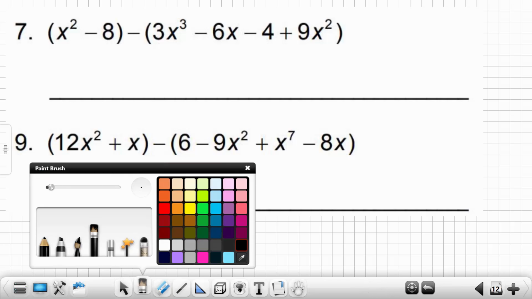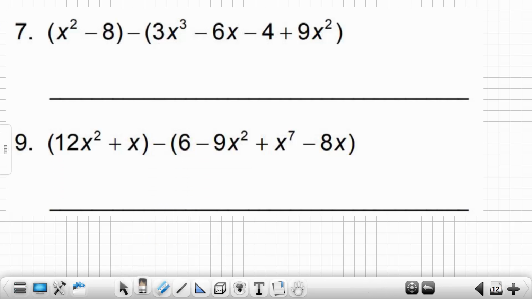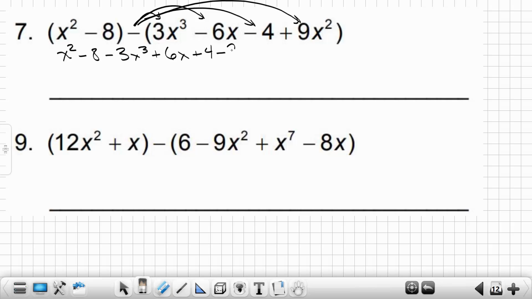Okay. Guys, with subtraction ones, they're pretty much the same. It's going to follow the same pattern after I just simply distribute the negative sign. That's the important part. We distribute our negative, and it's just going to change the sign of everything inside the parentheses, okay? So we have x squared minus 8 minus 3x cubed plus 6x plus 4 minus 9x squared. Give a 10-second pause and see if anybody's actually confused by that.